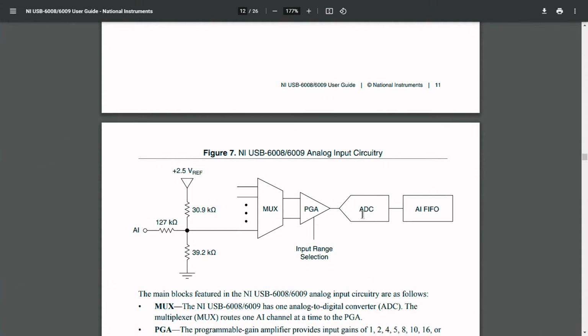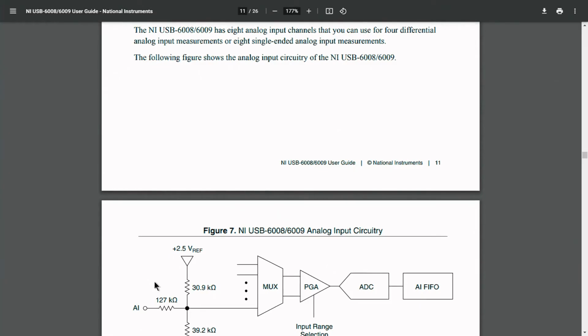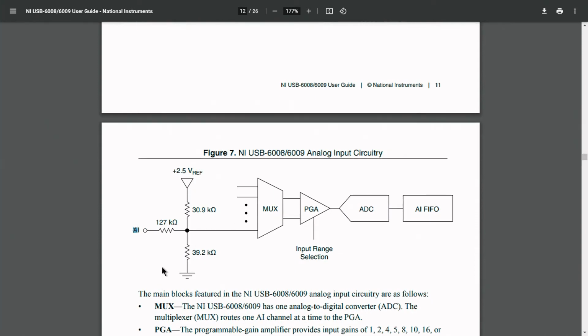Here it has also been provided with the internal block diagram. Since it uses a single ADC and supports up to 8 single ended channels or 4 differential channels, how is a single ADC interfaced with multiple channels? In order to interface, they use a MUX, a multiplexer. The analog input terminals are connected to this MUX. Depending on what channel you select, the MUX is automatically switched to that channel, and the output of the MUX is connected to the PGA.